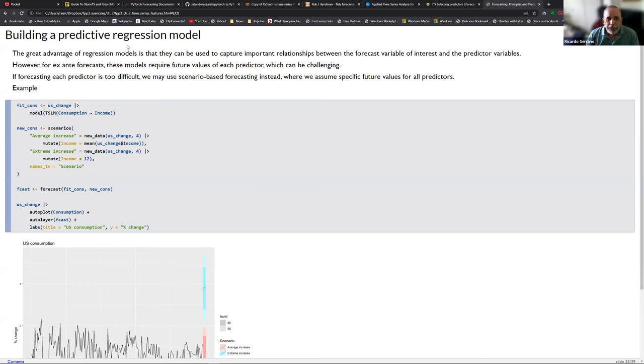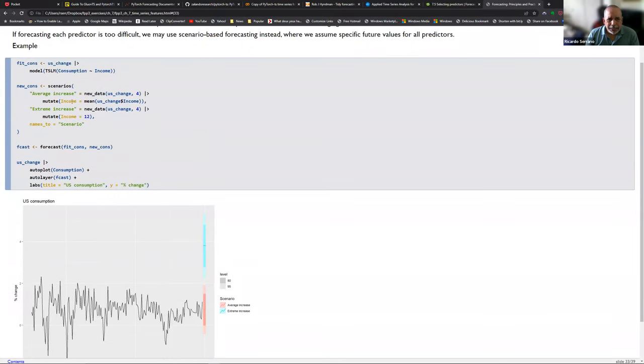So here, we're going to build a predictive regression with the same data. This is the same data with the US consumption, sorry. All right. And then we're going to see an average increase in terms of the mean of that income parameter, right? Okay, we're going to assume that the mean is going to stay. And then we're going to do one that is an extreme increase, which is the change of that particular variable in that period.